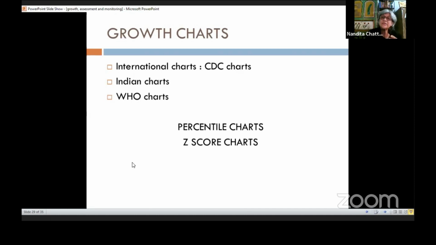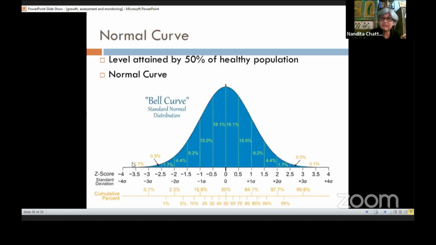All these charts can be of 2 types. As I mentioned, to understand whether the growth of a child is okay or not, it has to be plotted against certain curves that are already given to us. And these curves go by either the percentile curves or the Z-score curves. So we have generally 2 types of charts: percentile charts and Z-score charts. Before I go into charts, we will have a very quick recap about the normal curve. Otherwise, it is difficult to understand the chart.